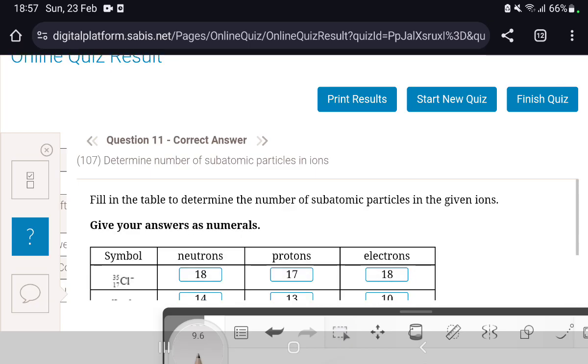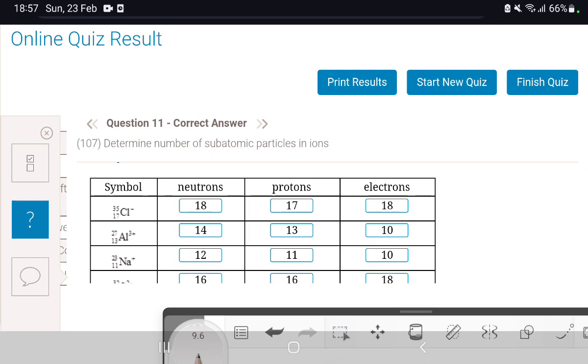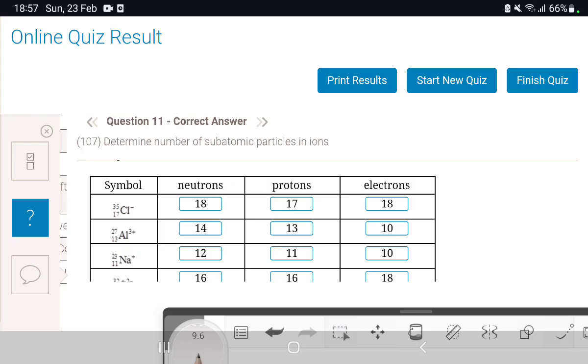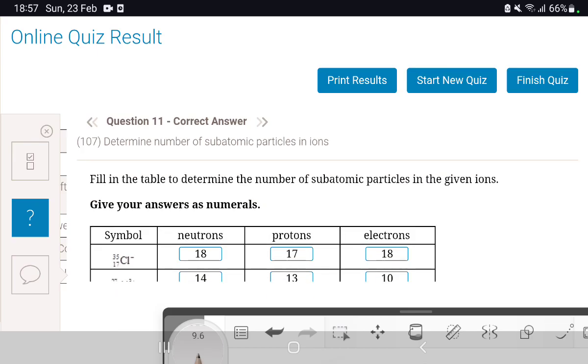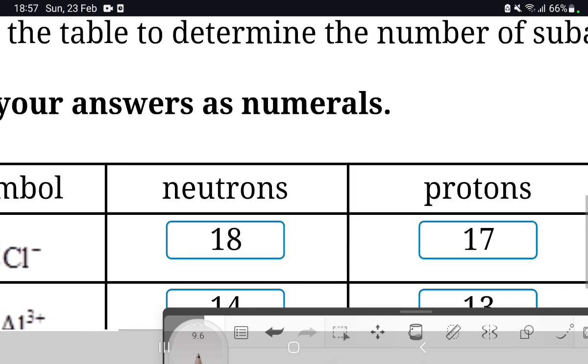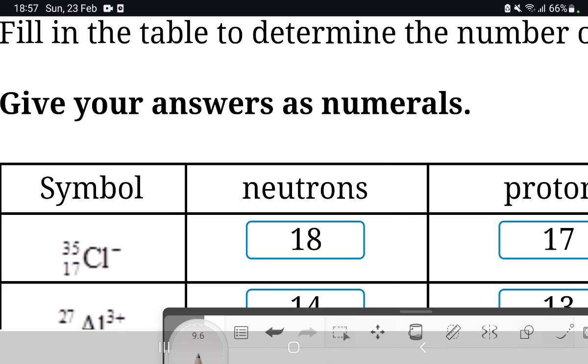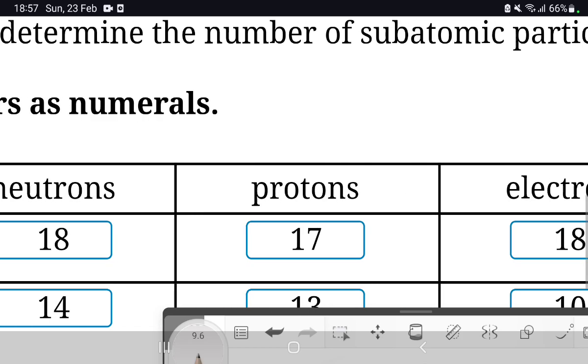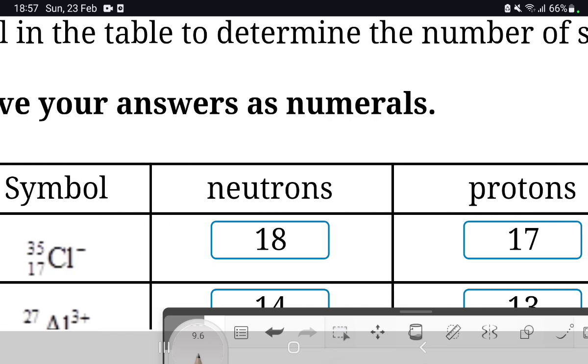So here in question 11 is the question I wanted to talk about. So here they said to fill in the table to determine the number of subatomic particles. Okay. So neutrons, all we need to do is 35 minus 17, which is 18. Protons, they gave it, it's the atomic number, which is 17. And then electrons is the same as the protons plus 1, since they said here it's Cl-.